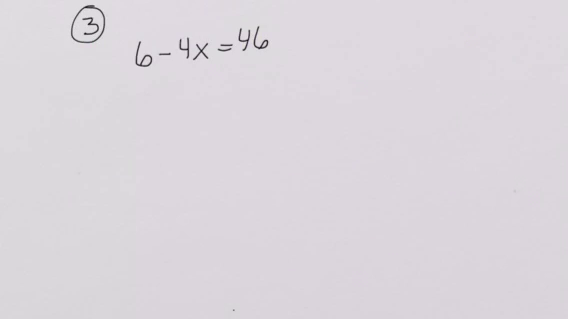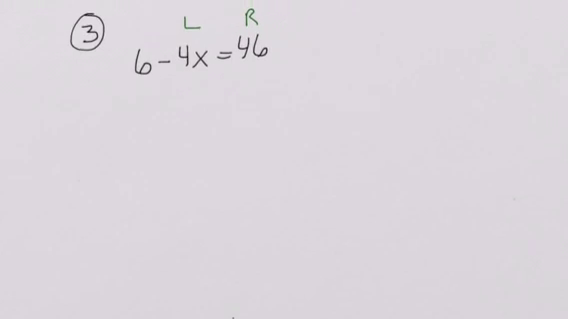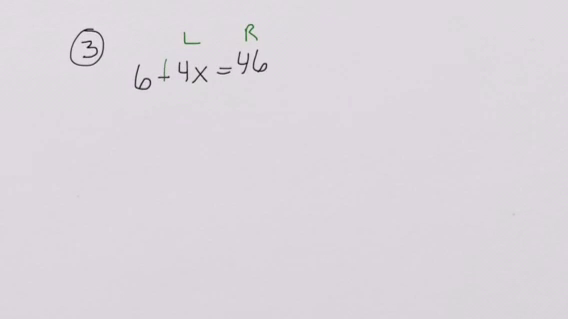All right, let's look at this. Is the variable term on the left? It is on the left side of the equal sign. However, it's not first. So in order to make it first, we're going to need to add a line and change the sign. Now it's negative 4x plus 6 is equal to 46. Now it's first and it's on the left.